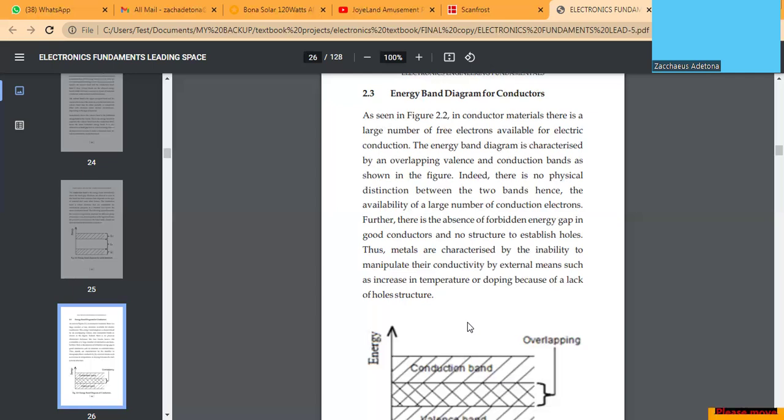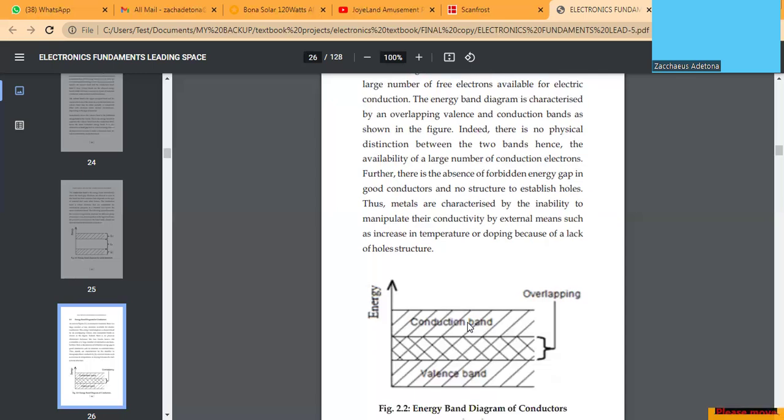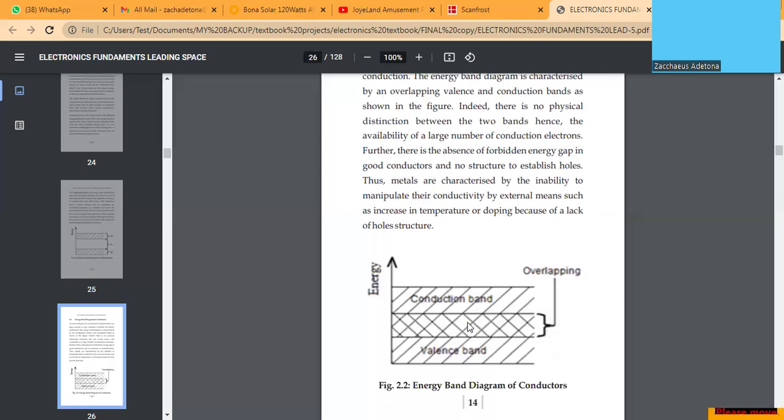So for that reason, it is difficult to manipulate the conductivities of metals by application of external energy, such as an increase in temperature or doping. It is not really easy to manipulate them because of the absence of holes in the structure. So that is a property of the metallic conductors.